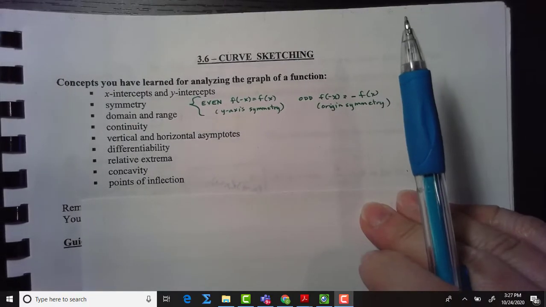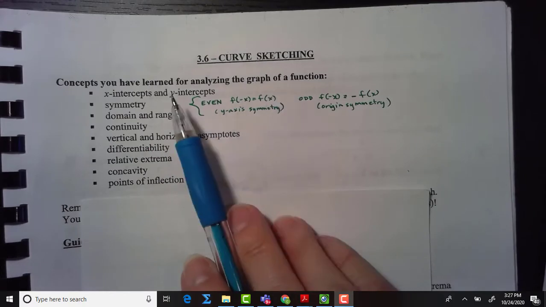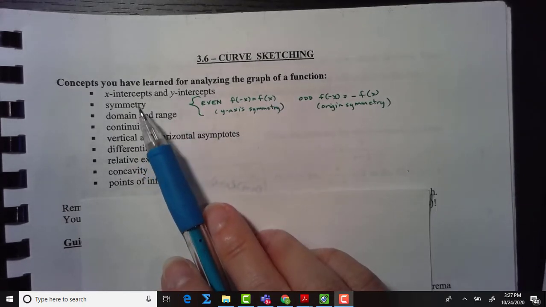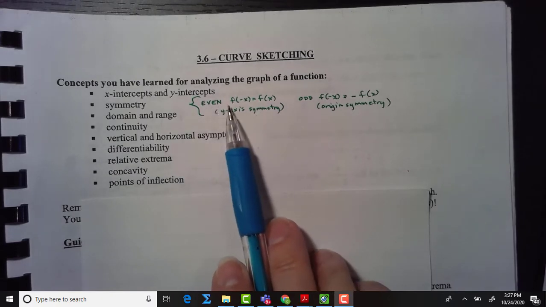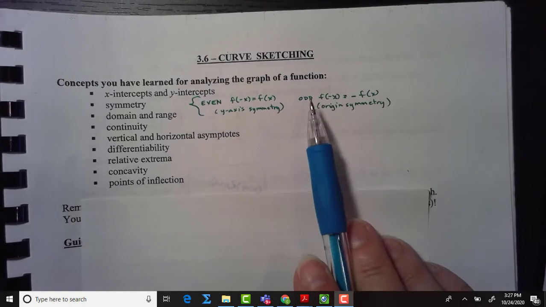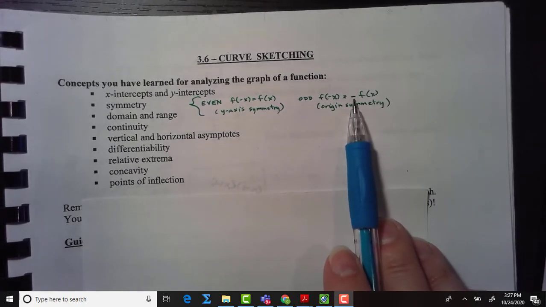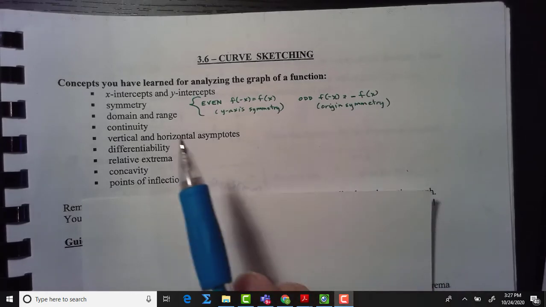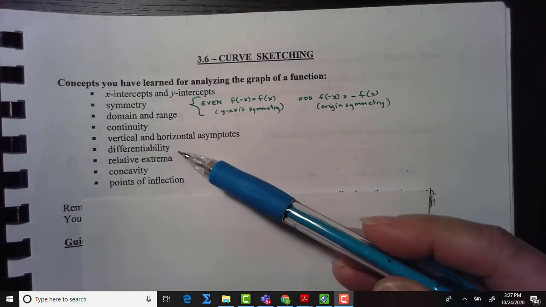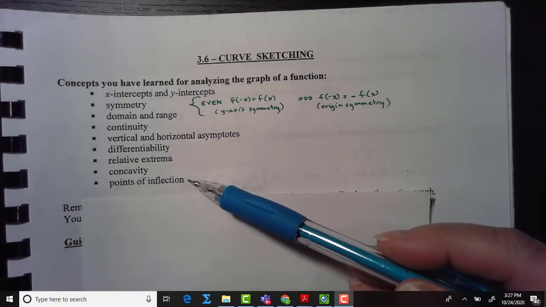Section 3.6, curve sketching. Concepts you have learned for analyzing the graph of a function: x and y intercepts, symmetry, especially even function, f of negative x equals f of x, gives us y-axis symmetry. Odd function, f of negative x equals the opposite of f of x, origin symmetry. Domain and range, continuity, vertical and horizontal asymptotes, differentiability, relative extrema, concavity, points of inflection.